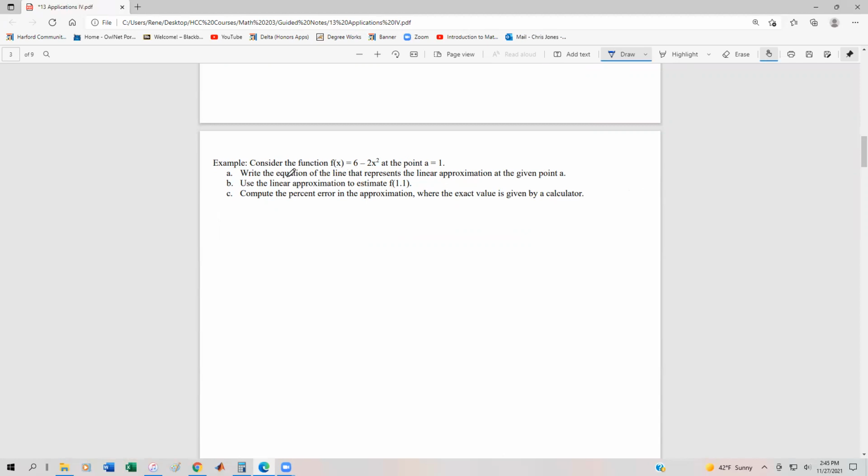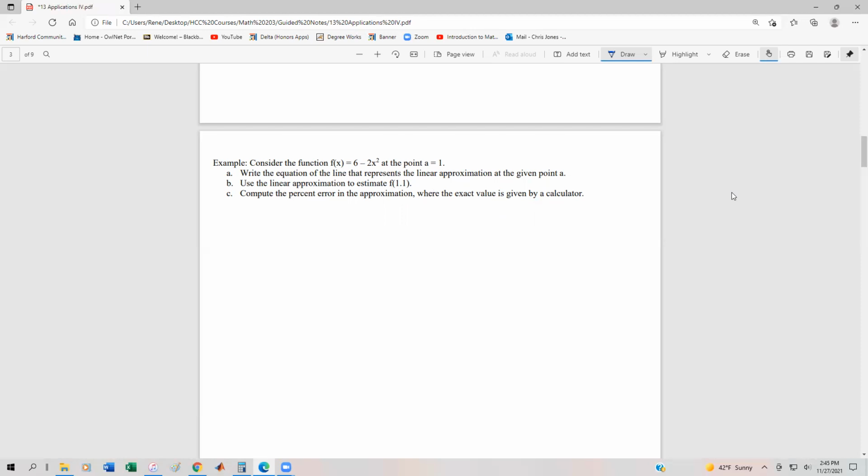We want to try to find the equation of the line that gives us our local linear approximation at a equals 1. Then we're going to find the local linear approximation and approximate 1.1 for our function. And then finally, we're just going to find the percent error. We're going to use the exact value, which is given by a calculator, although we really don't need the calculator to give us the exact value.